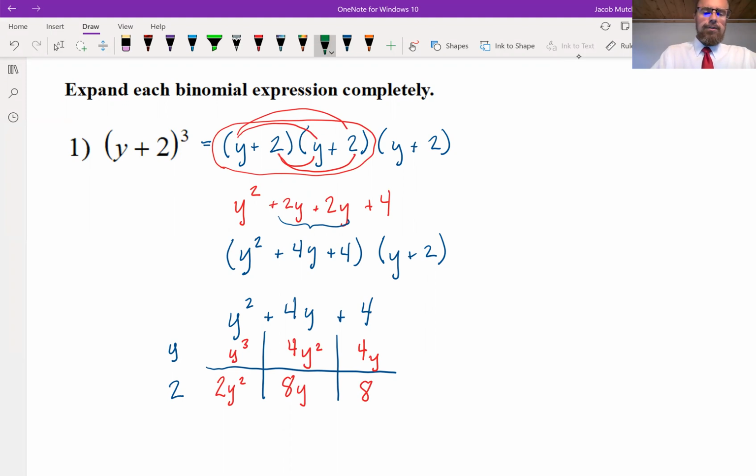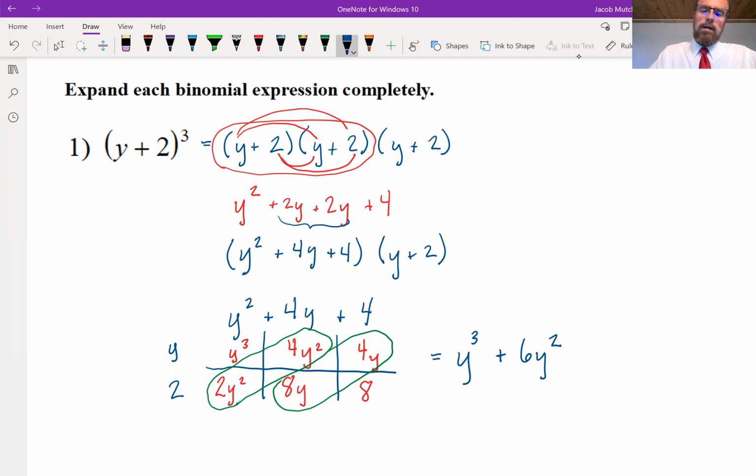One advantage of using this arrangement, I have my like terms organized along the diagonals. So I'm going to circle the diagonals. And that'll help me to bring this expression out of the chart, out of the grid. So I'm going to start with y cubed. Then I'm going to add 2y squared plus 4y squared. That's plus 6y squared.